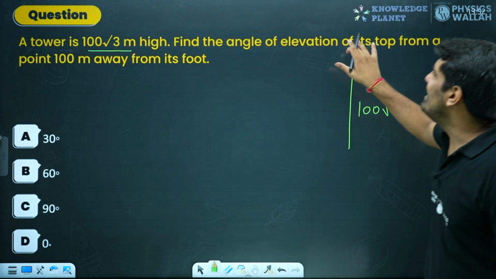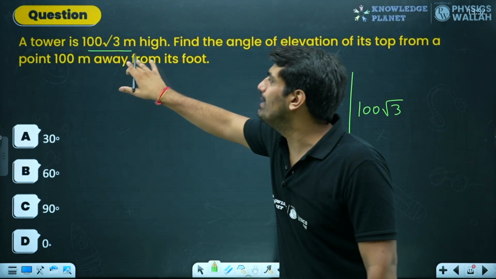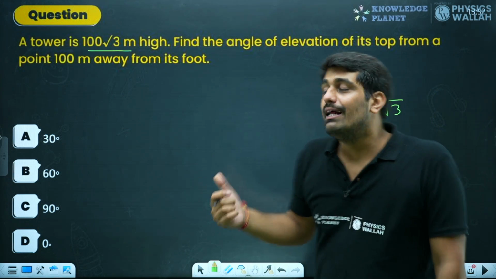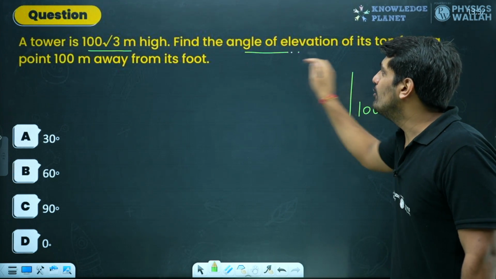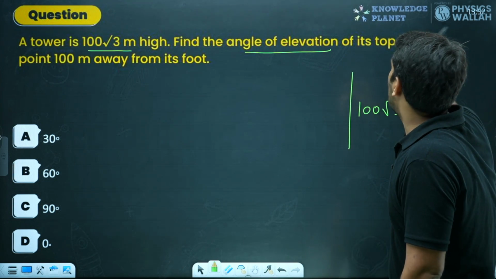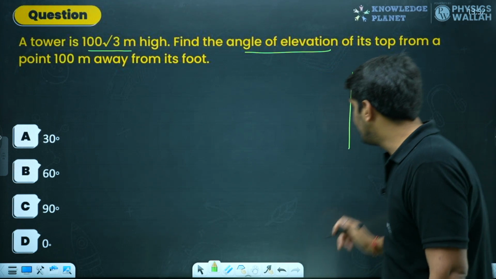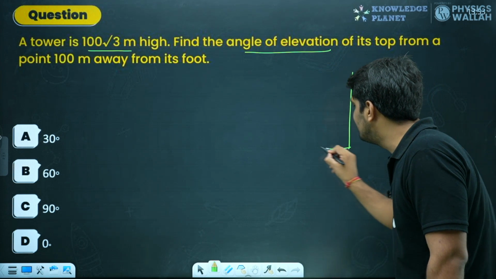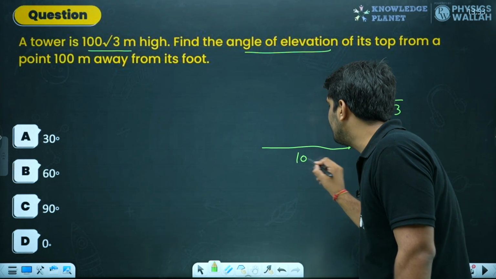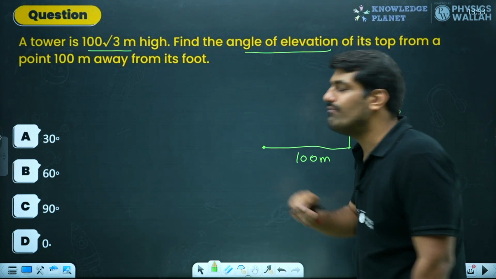Find the angle of elevation of its top from a point 100 meter away from its foot. So they are saying that they need to find the angle of elevation. One thing clear, what they are asking in the problem. Next thing is from a point 100 meter away from its foot. This is its foot, so 100 meter away, somewhere over here. This distance is given to me as 100 meter. So this is somewhere I am standing.